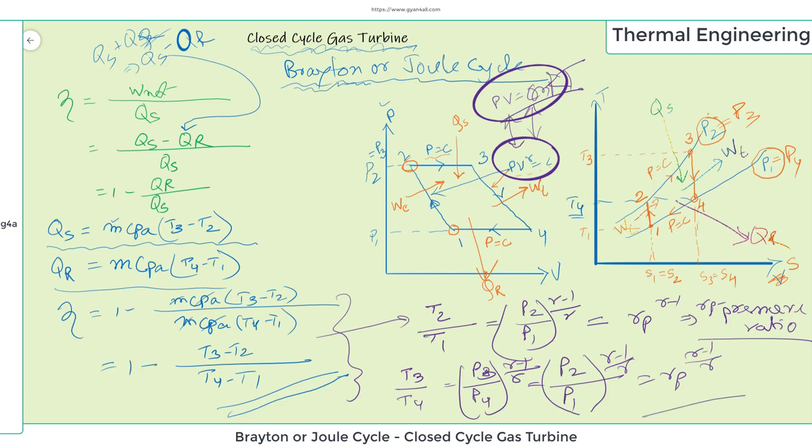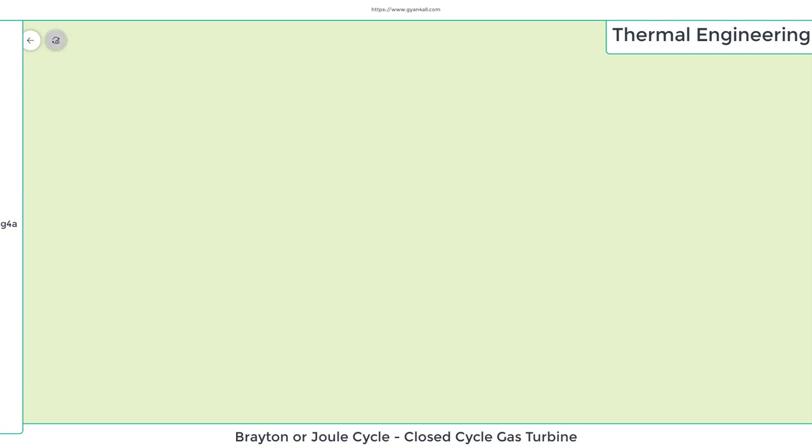So we can put these values in this equation. Okay. So this is the equation for efficiency in terms of temperature. And if we put the temperature value T2, these things in this equation, we may put the value of T1 also or T2 also. So accordingly, if we simplify the thing, then we will get one.